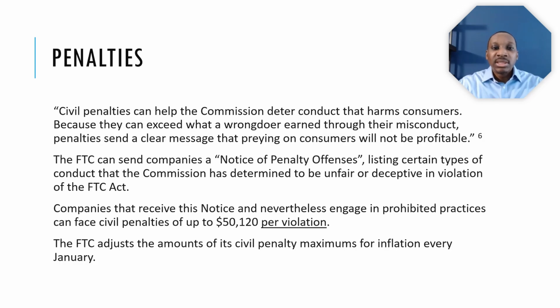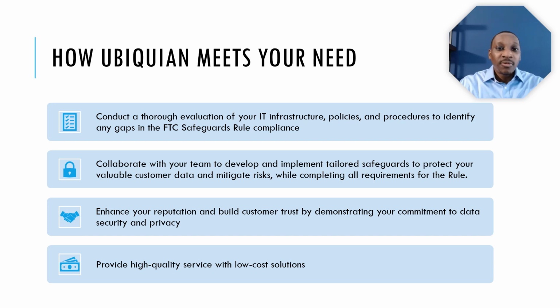So why do we care about the FTC Safeguards Rule? Penalties. Not only do the ramifications of a breach include data breaches, which again we want to avoid, and damage to a company's reputation, there are legal ramifications too. The FTC could send what is called the Notice of Penalty Offenses, which contains a list of offenses that the FTC determines to be a violation of the rule and fine you for it. These fines are not cheap. They go over $50,000 per violation. For example, we know that there are at least 10 requirements to the FTC Safeguards Rule. So unless you want to multiply that 50,000 by 10, take the time to work through the requirements of the rule or work closely with an external provider to get you across that finish line. An external provider like Ubiquian.